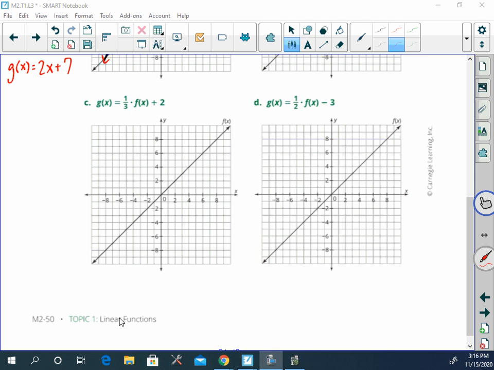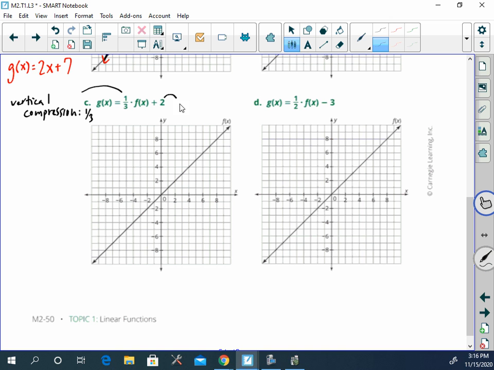So looking at C here, we've got a couple things going on. Okay, we got this 1/3 out front. So again, that's going to be a vertical dilation. And this is going to compress it because it's 1/3. It's smaller than 1. So this is a vertical compression. So let me just do this. Vertical compression. And the factor there is 1/3. So it's going to be 1/3 as tall as it was before.